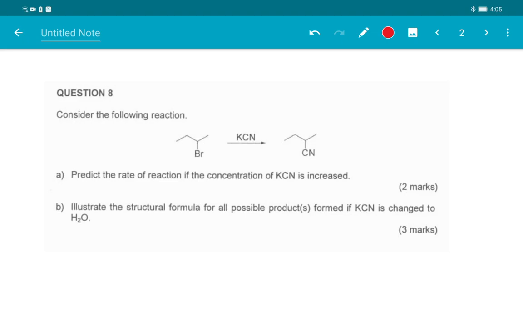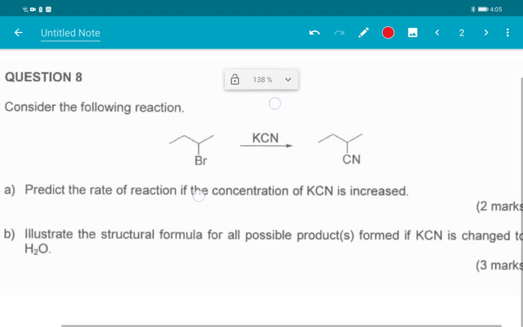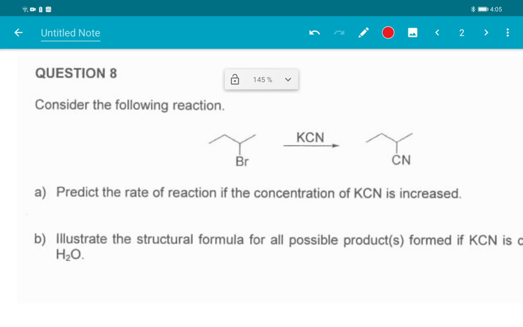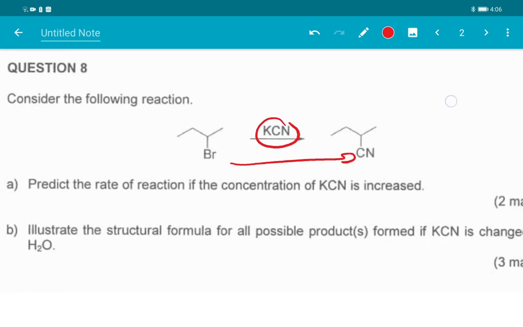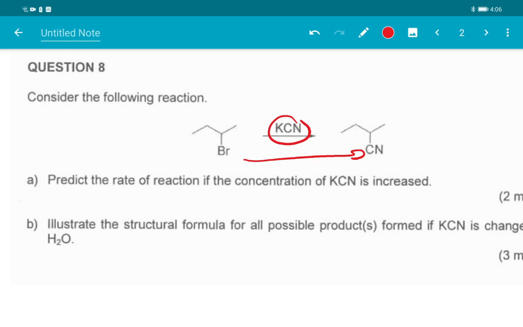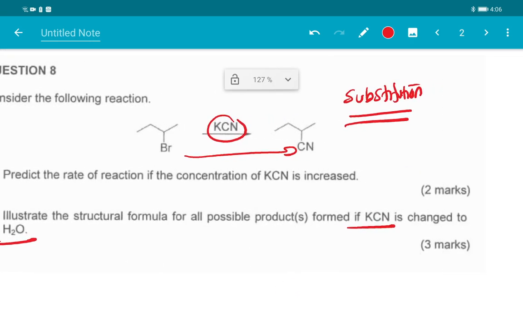Consider the following reaction. We have a compound here, which is 2-bromobutane, which reacted with KCN, and then the bromine has been substituted with CN. It's being replaced. Therefore, without even looking at the question, we know that this is clearly a substitution reaction. So A, predict the rate of reaction if the concentration of KCN is increased. B, illustrate the structural formula for all possible products if KCN is changed to H2O. Okay, let's take a look back at the diagram.